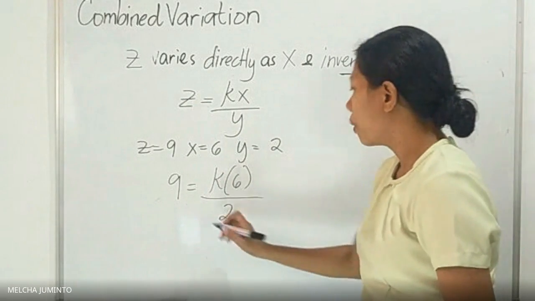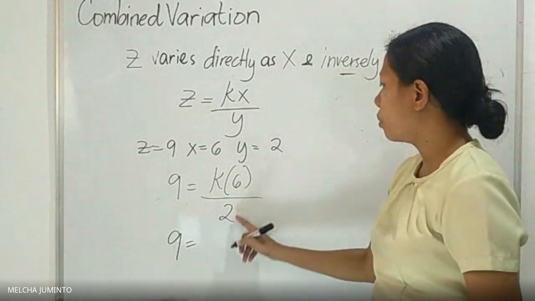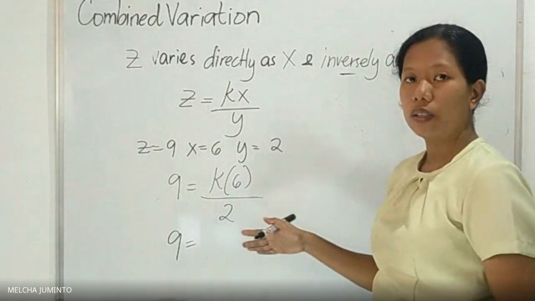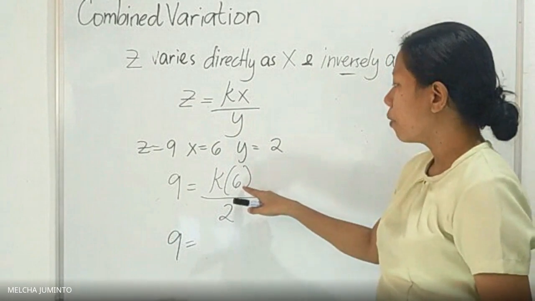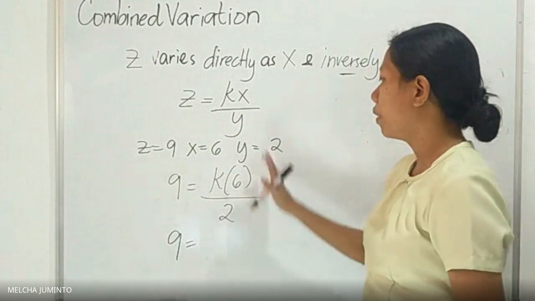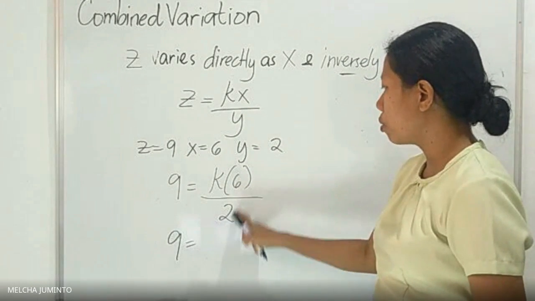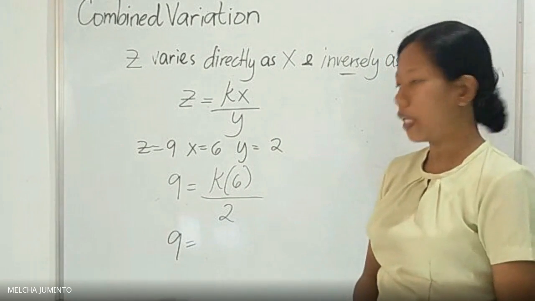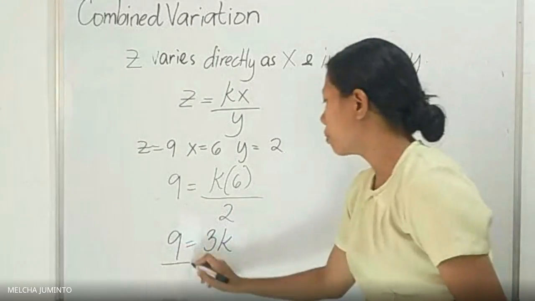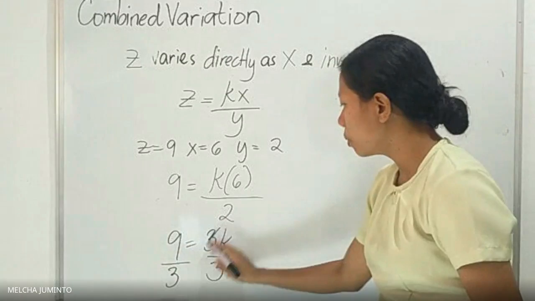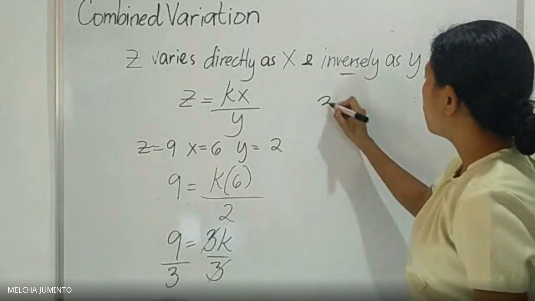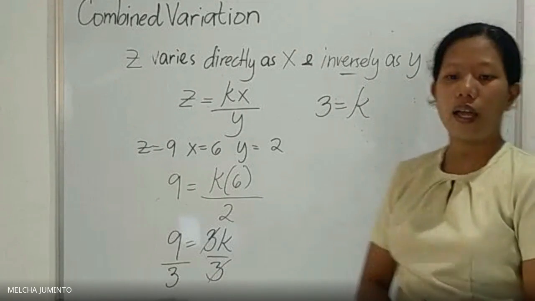Simplify the equation. We can first divide 6 by 2 because 6 is divisible by 2. But if not divisible, for example, if this is 5, you cannot divide it by 2. You first multiply 2 with 9, 2 times 9 first. But in this case, 6 is divisible by 2, so we divide it first for easier computation. 6 divided by 2 equals 3. 3K. Divide both sides by 3. Of course, this will be cancelled out because 3 divided by 3 equals 1. 9 divided by 3 is equal to 3. That is the value of K. K is equal to 3.